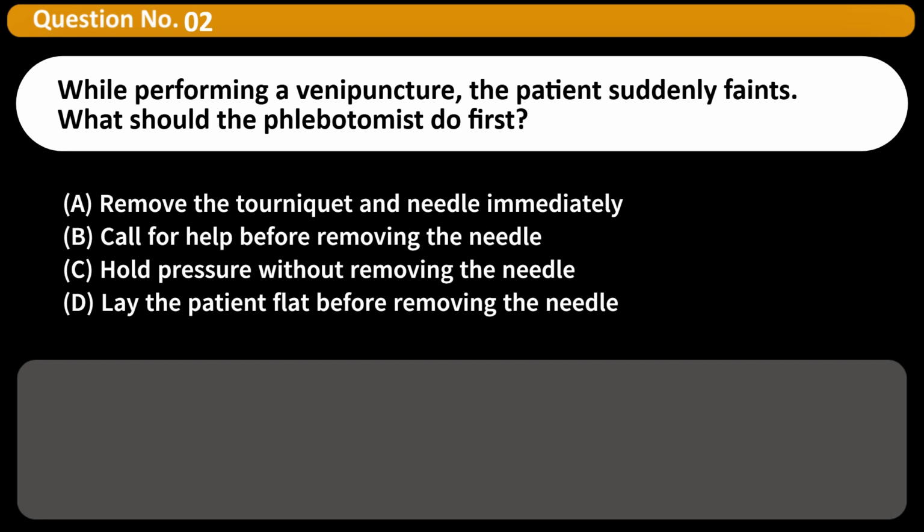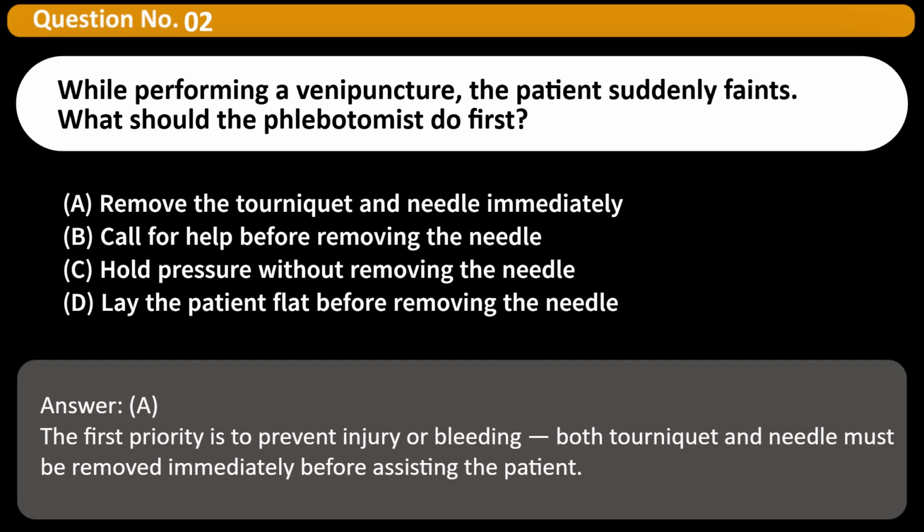While performing a venipuncture, the patient suddenly faints. What should the phlebotomist do first? A. Remove the tourniquet and needle immediately. B. Call for help before removing the needle. C. Hold pressure without removing the needle. D. Lay the patient flat before removing the needle.